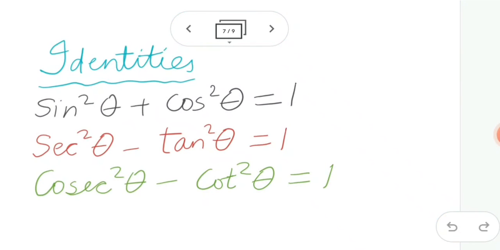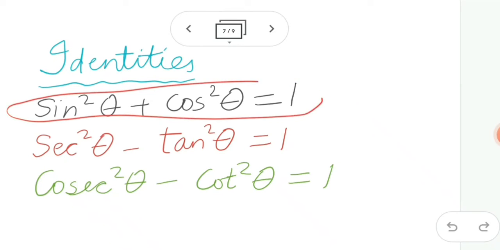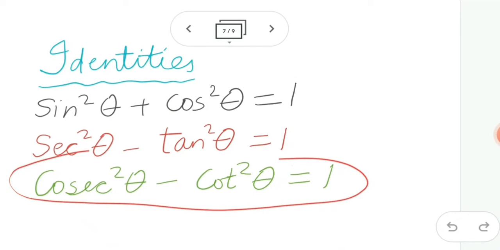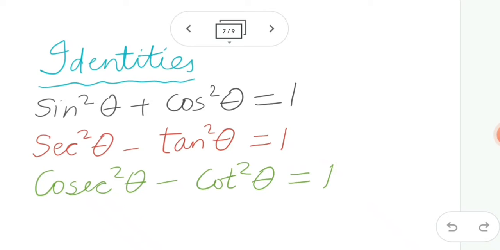Next we are going to discuss some identities of trigonometric ratios. There are mainly 3 identities which are used. Sine square theta plus cos square theta equals to 1. Secant square theta minus tan square theta equals to 1. Cosecant square theta minus cot square theta equals to 1.